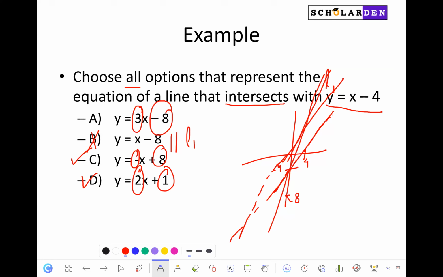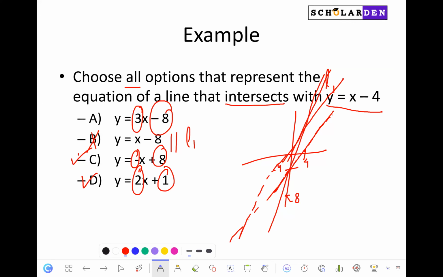Yes, if the slopes are different, that means the lines are not parallel. So we understand that if two lines are parallel, they're going to keep on extending towards both the positive and the negative sides towards infinity, but never, because they are parallel, their slopes are the same, they're never going to intersect. So in this particular case, what we are looking for is the options that have different slopes.